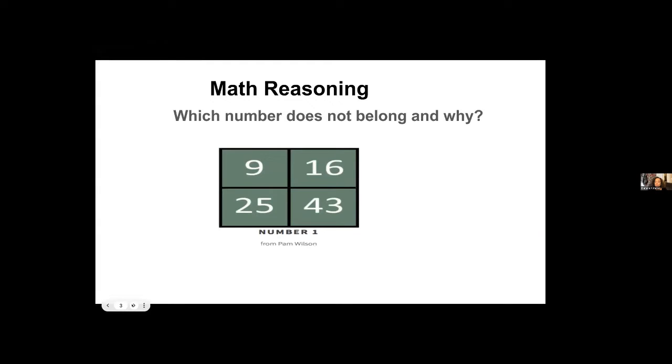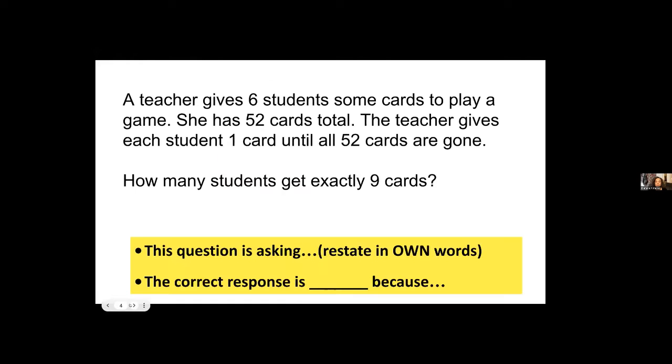You're going to need a post-it note or a little piece of paper for the next one and be ready to go into breakout rooms and share. So here's the problem. A teacher gives 6 students some cards to play a game. She has 52 cards total. The teacher gives each student 1 card until all 52 cards are gone. How many students get exactly 9 cards?